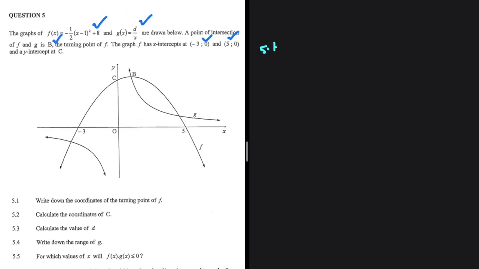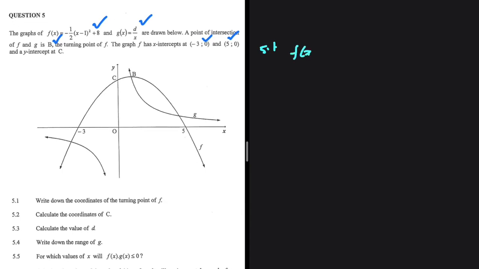So we have the graphs of f and g that are drawn below. A point of intersection of f and g is b, the turning point of f. The graph f has x-intercepts x equals -3 and x equals 5, and the y-intercept at c. The first question, 5.1, let's write down the coordinates of the turning point of f.